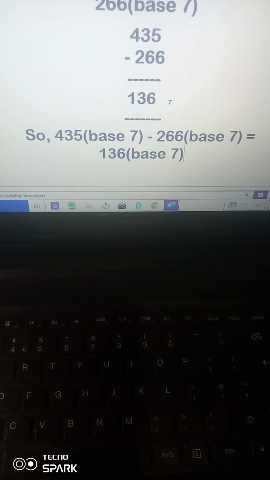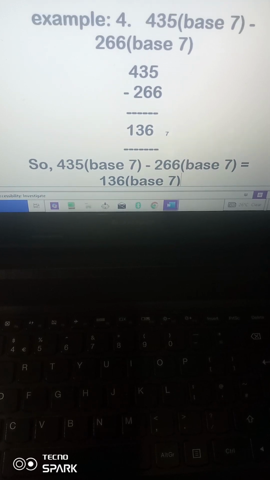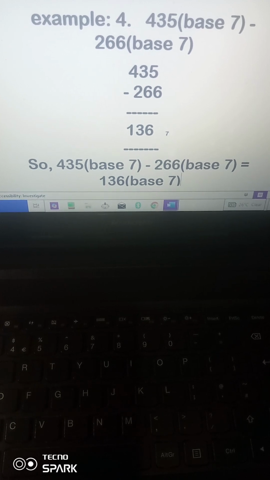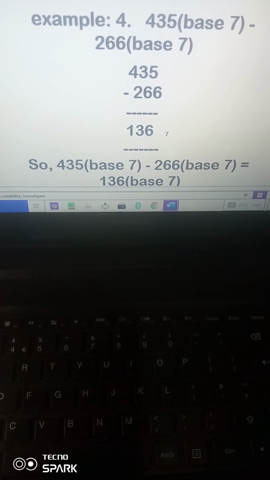Is there any question? Can we go? Do you want to copy it? If you want to copy it, I give you just 2 seconds to copy it. Now let's go.